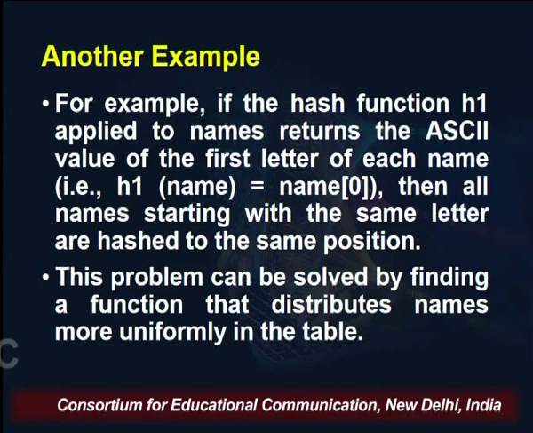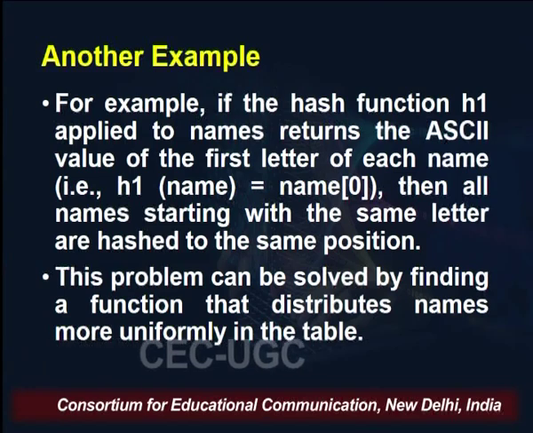Now the question comes up, how can we resolve it? What is the problem to come out of this collision situation? This problem can be solved by finding a function that is going to distribute the names more uniformly in the table, because generating the hash value equal to the ASCII value of the first letter is going to give you a lot of collisions.